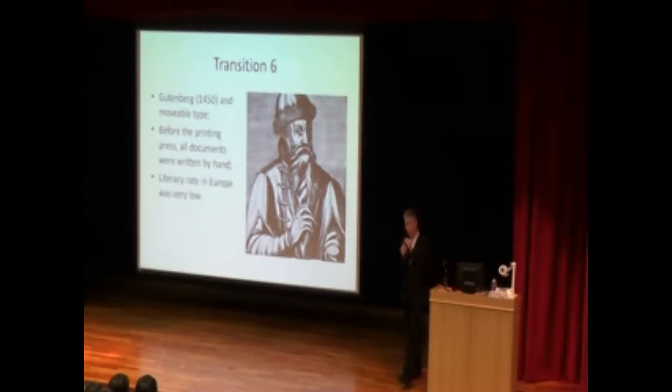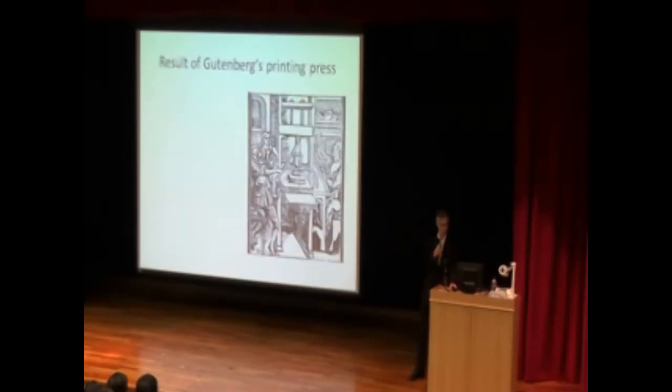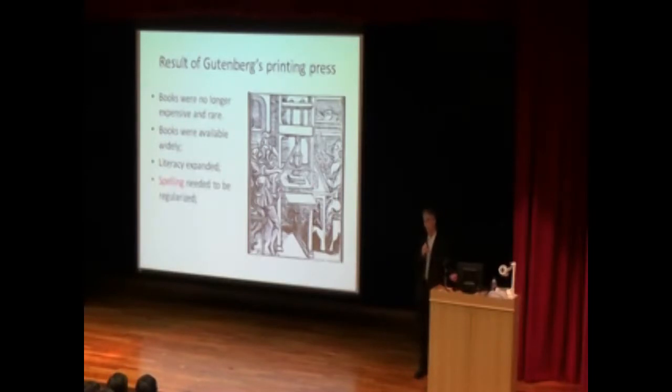And of course, because everything was written by hand, books were expensive and rare. And because books were expensive and rare, literacy was also very low. So the result of Gutenberg's printing press, there you can see a graphic of it, books were no longer expensive and rare. Books became widely available, and literacy expanded. And here's the key point. Spelling needed to be regularized.